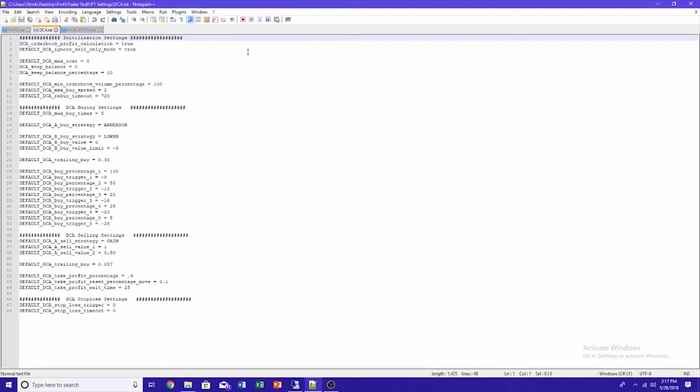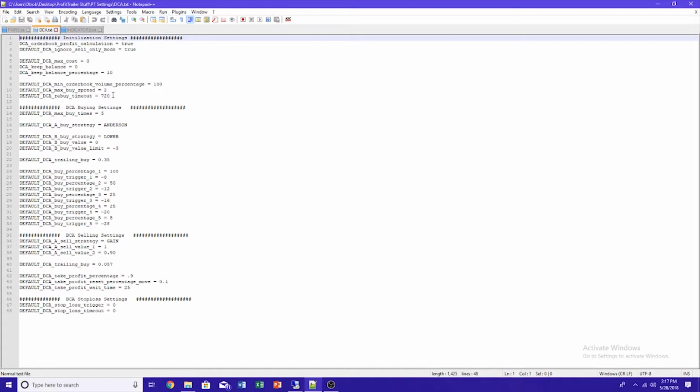You guys can change that if you want to. And then default DCA max cost 0, keep balance 0, and then keep balance percentage. I like to set this at 10. You can change this. Min order book volume percentage at 100. Max buy spread once again 2.